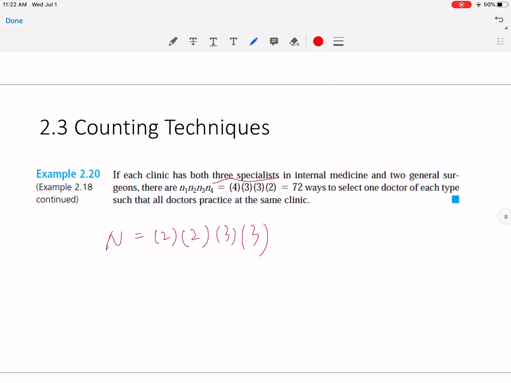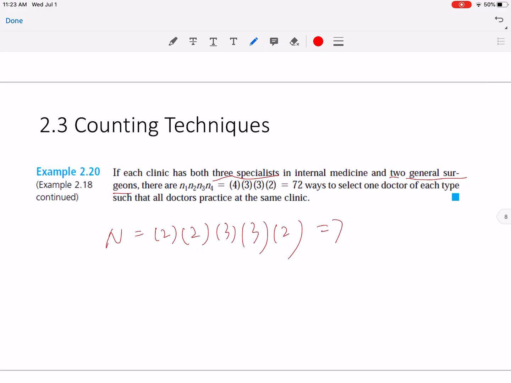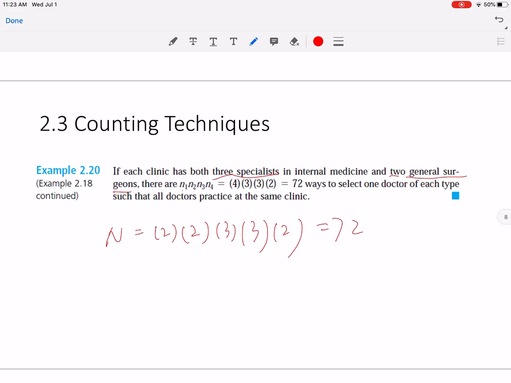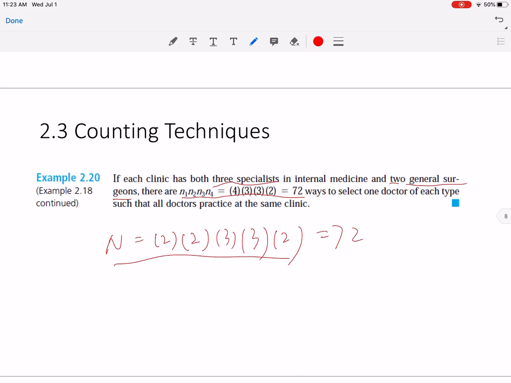Then we select the general surgeons. How many of them do we have? We have 2, so we multiply by 2 at the end. This would be equal to 72, which is exactly the same as what is given here. Once again, I encourage you to think of it one by one: clinics, then obstetricians, pediatricians, then specialists, and then the general surgeons. I think this is easier to understand.